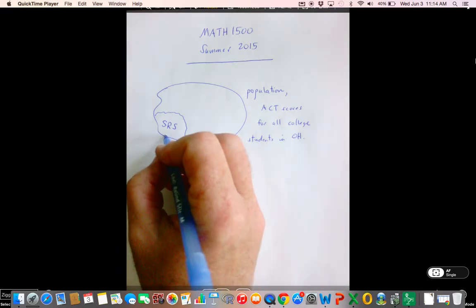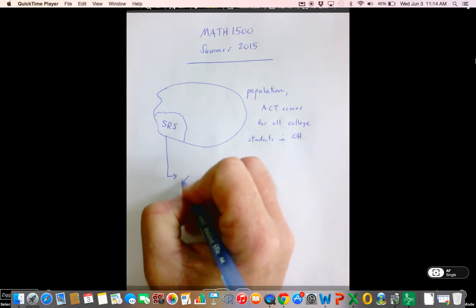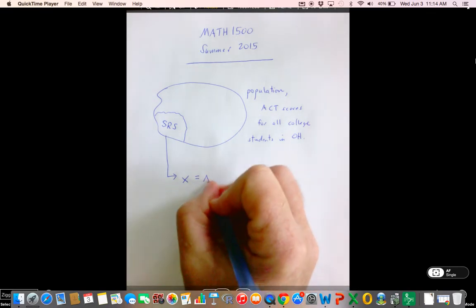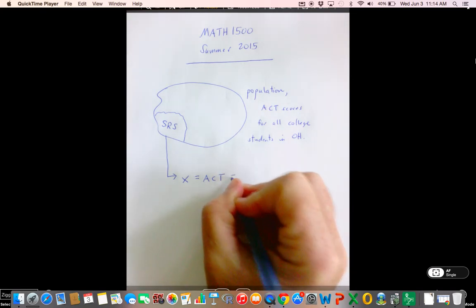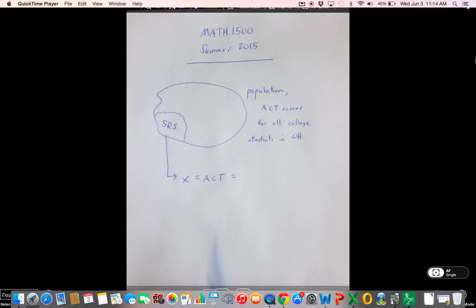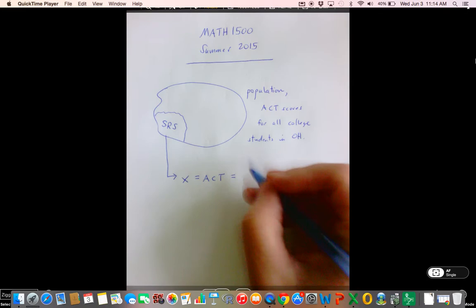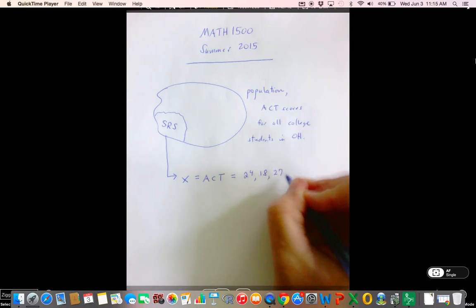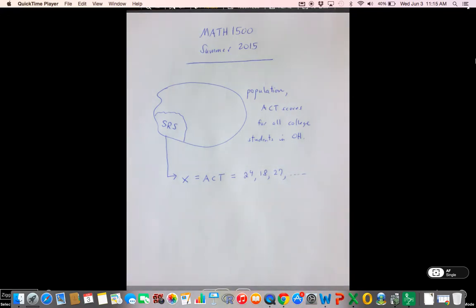Now, when I have my simple random sample, as I talked about in the last video, I may call this X, or I may call it ACT, but I'm going to give my variable a particular name, okay? Generically I can call it X, or I can give it a name more specific to what we collected, and be real creative here and call it ACT. Well, first student got a 24, the next one got an 18, the next one got a 27, and so on and so forth. So we end up with a lot of ACT scores that we select as a simple random sample from a larger population.